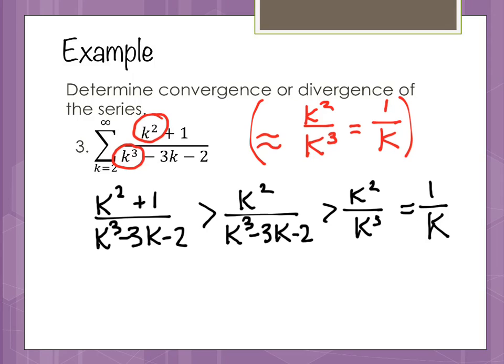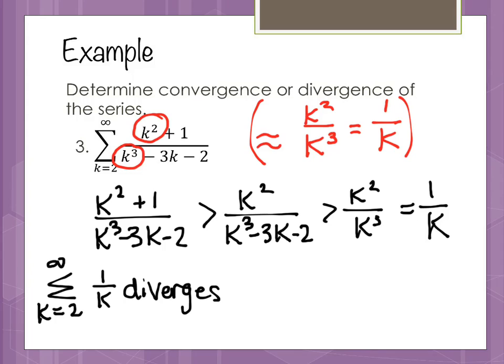Okay? So let's actually write out what we've found, the pieces all together. So we know that the summation from k equals 2 to infinity of 1 over k diverges. And there's several reasons you could cite why. So tell me something I could say. Why could I say that this diverges? What's one reason?